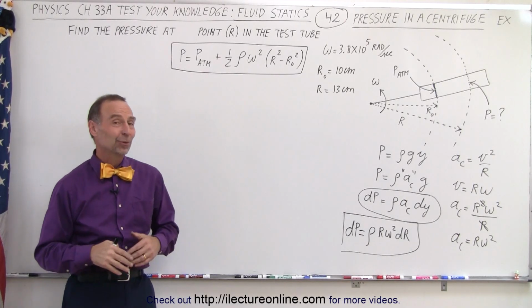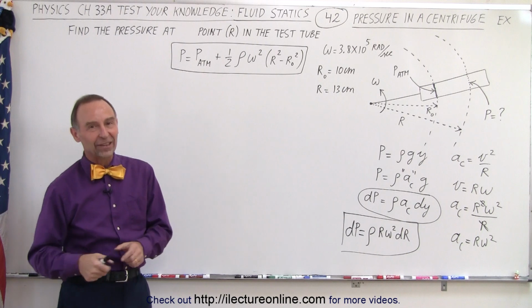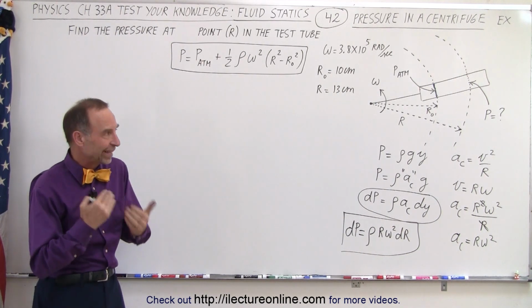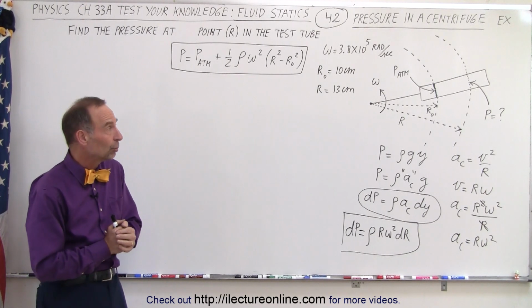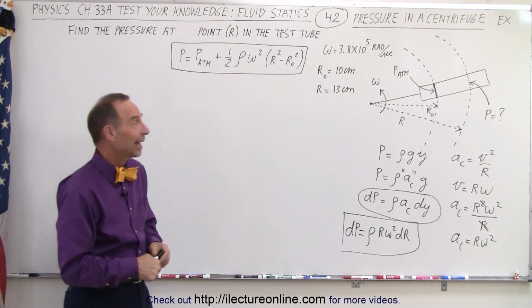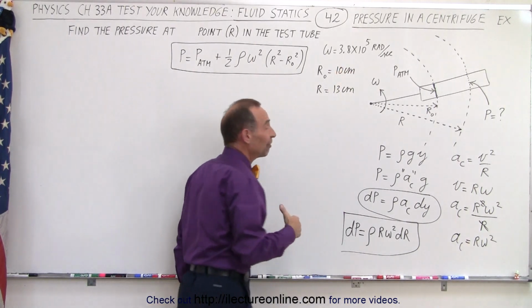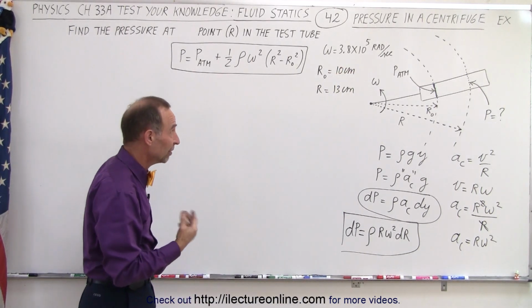There's nothing like some numerical examples to help us understand the theory. So in the previous video we found this equation for the pressure inside a very fast rotating test tube. So let's now find a numerical answer, assuming that the angular velocity is 3.8 times 10 to the 5th radians per second, which is really very fast.